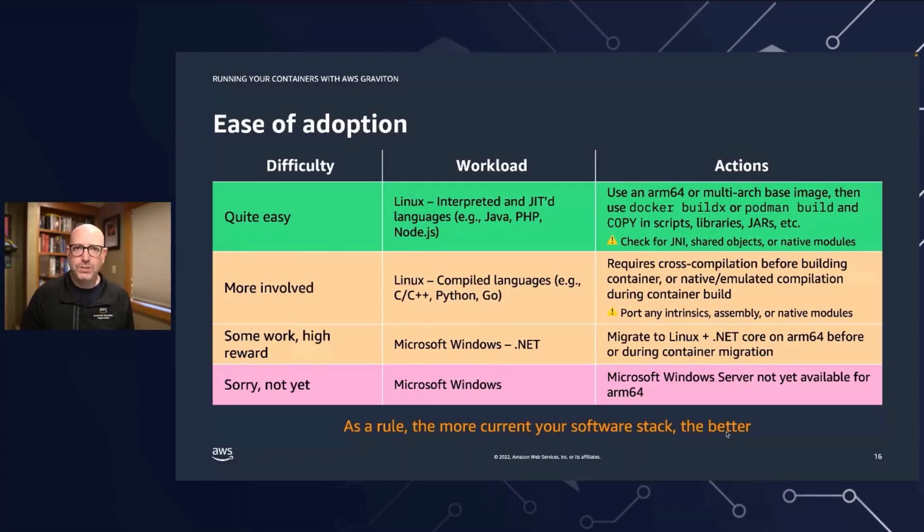If your application is written in .NET, if it's already using .NET Core or a recent version of .NET, I believe .NET 6, you can often take the file and run it on ARM64 without any issue. However, if you're running an older version of .NET, you'll need to convert it to the newer version first. And as for Microsoft Windows, at the moment, Windows Server is not yet available for ARM64. As a general rule, the more current your software stack is, the easier a time you'll have using Graviton.